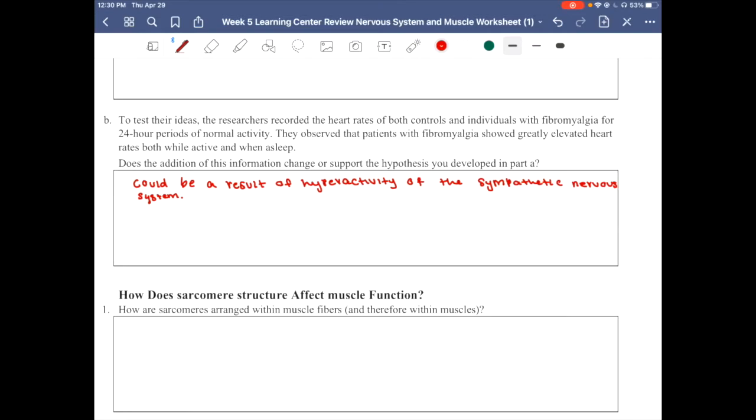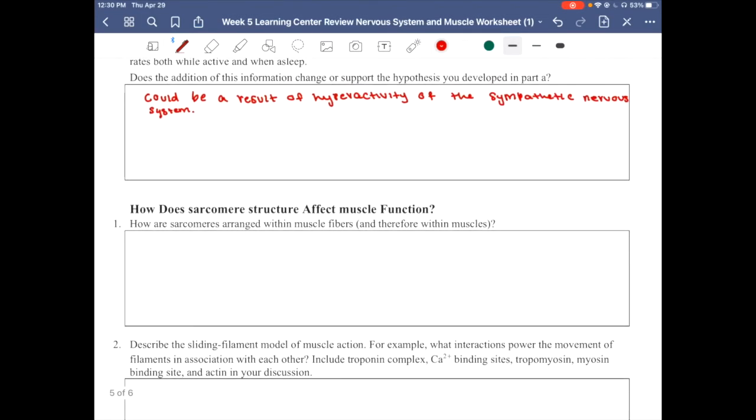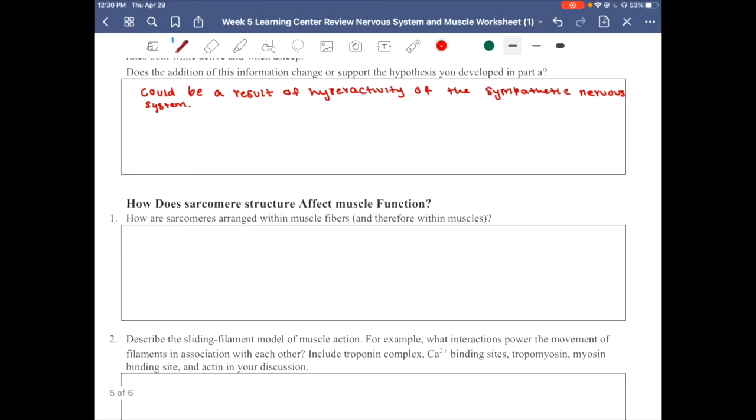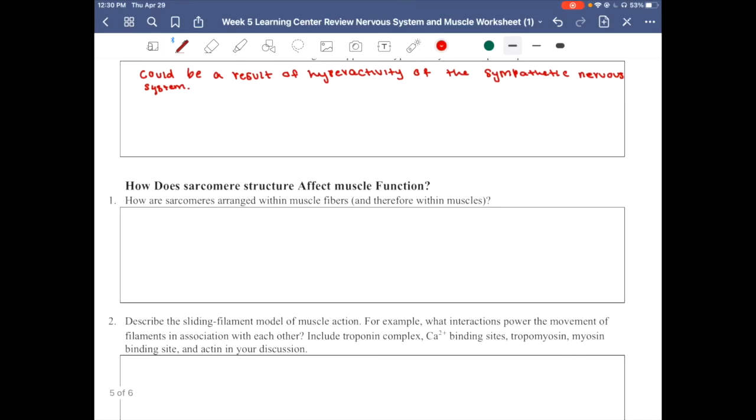Okay, next we're going to be moving into looking at sarcomeres and muscle functions and how they're organized. So the first question is, how are sarcomeres arranged within the muscle? For this one, it's going to be in a linear fashion. So linearly, myofibrils are linearly arranged into muscle fibers. So it's kind of a hierarchy.